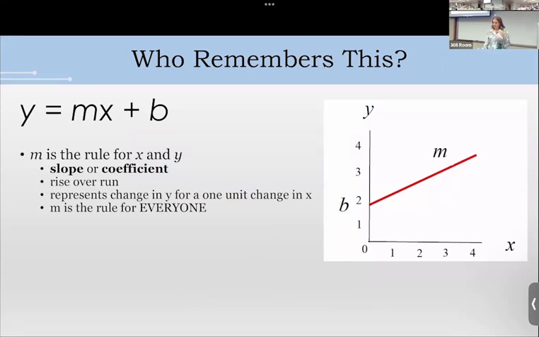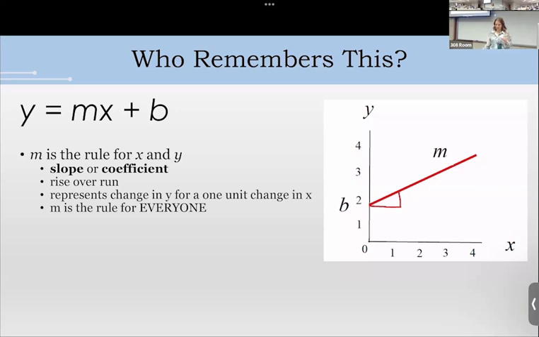It's the rule for the relationship between x and y. It's the slope. It's also known as a coefficient. Most algebra teachers don't teach it as a coefficient, but that's what it is. It's rise over run. So as x goes up, what happens to y? It represents a change in y for a 1 unit change in x.